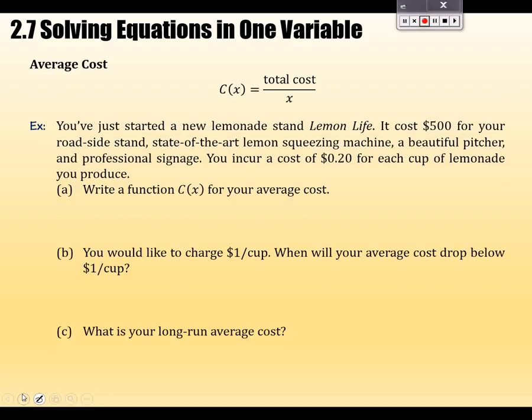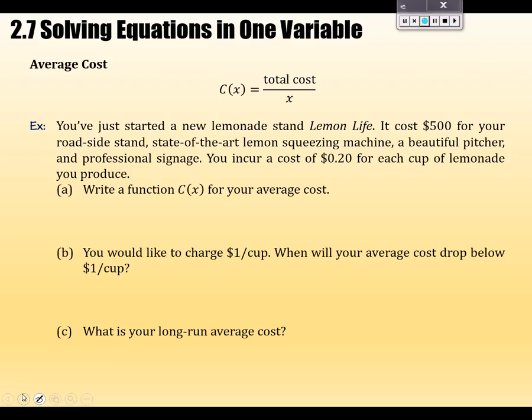So say you're starting a lemonade stand. It costs you $500, because this is not just your average lemonade stand. This is a serious lemonade stand. $500 is what your setup costs are going to be, including your beautiful pitcher, an artisan glass handmade by a guy in Kensington that you know, and professional signage made by your art friends.